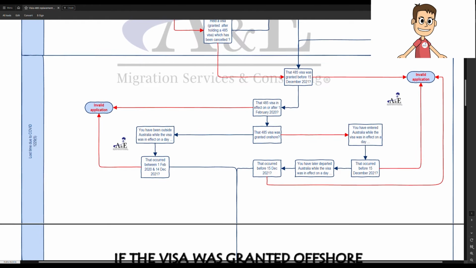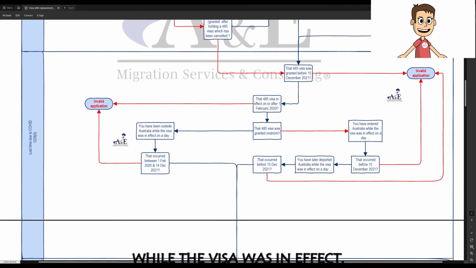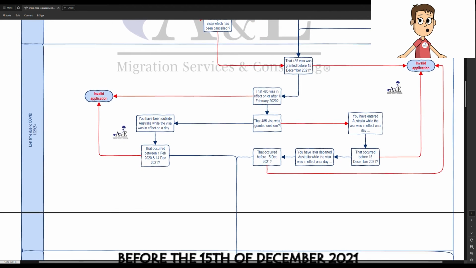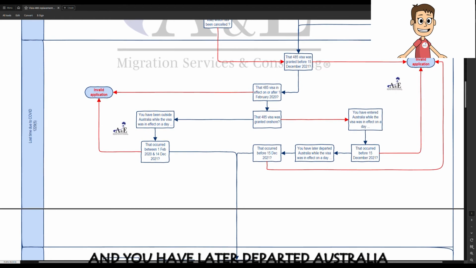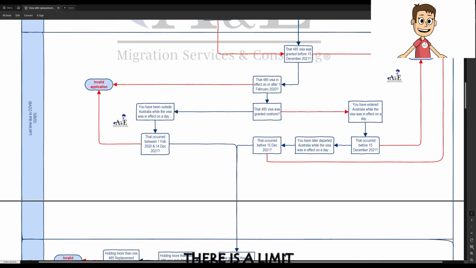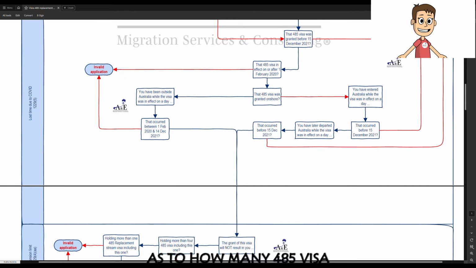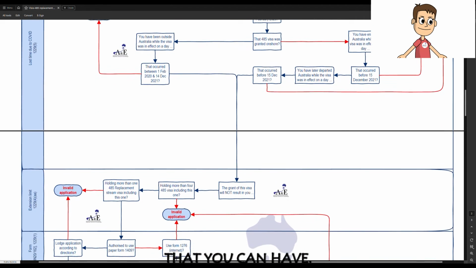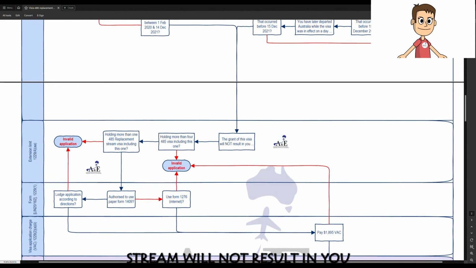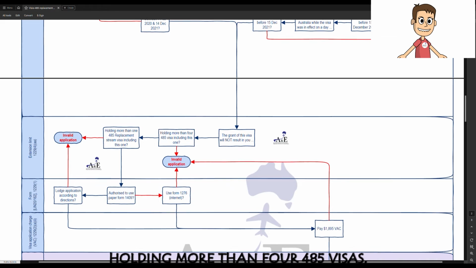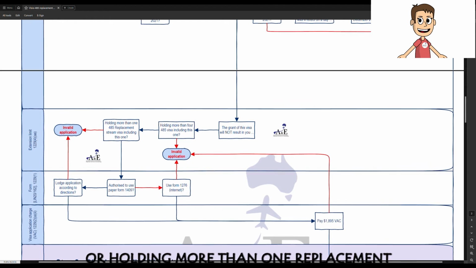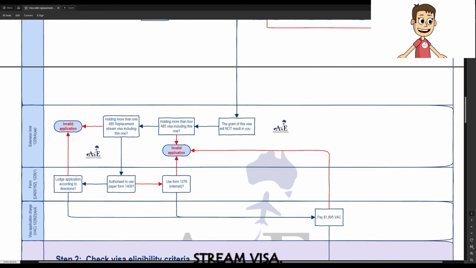If the visa was granted offshore, while the visa was in effect, you have entered Australia on a day that occurred before the 15th of December 2021 and you have later departed Australia on a day that occurred before the 15th of December 2021. There is a limit as to how many 485 visas in the replacement stream that you can have. The grant of this visa in the replacement stream will not result in you holding more than 4 485 visas including the one in the current application, or holding more than 1 485 replacement stream visa.